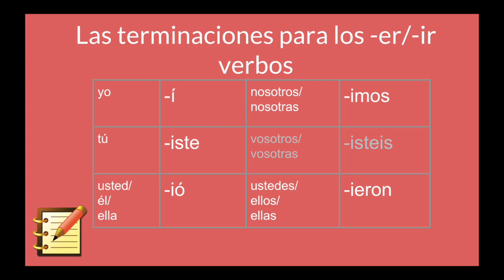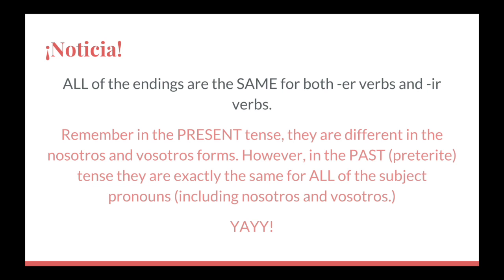Also, please make sure you notice where the accent marks go in the yo form and the usted, él, ella form for both AR and ER verbs. These accents are important. They change the meaning of the verb. Una noticia. All of the endings are the same for both ER and IR verbs in the past tense.